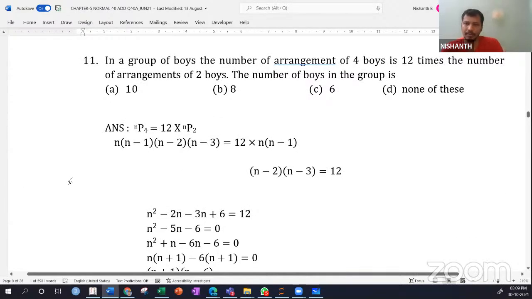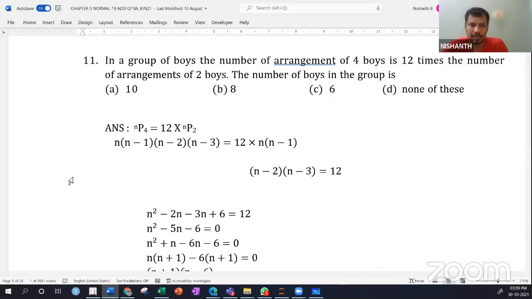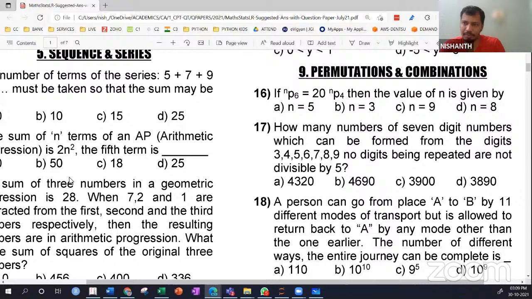11th problem. This is the problem. Okay, similar one, correct? They have not given NP4. It is not copy paste, but it's a copy paste for you. NP6 is equal to 20. So at least you can solve. So, what is the answer? Everybody got? Option C. Either you can go by the answer method or you can solve it the way we have learned in the class.